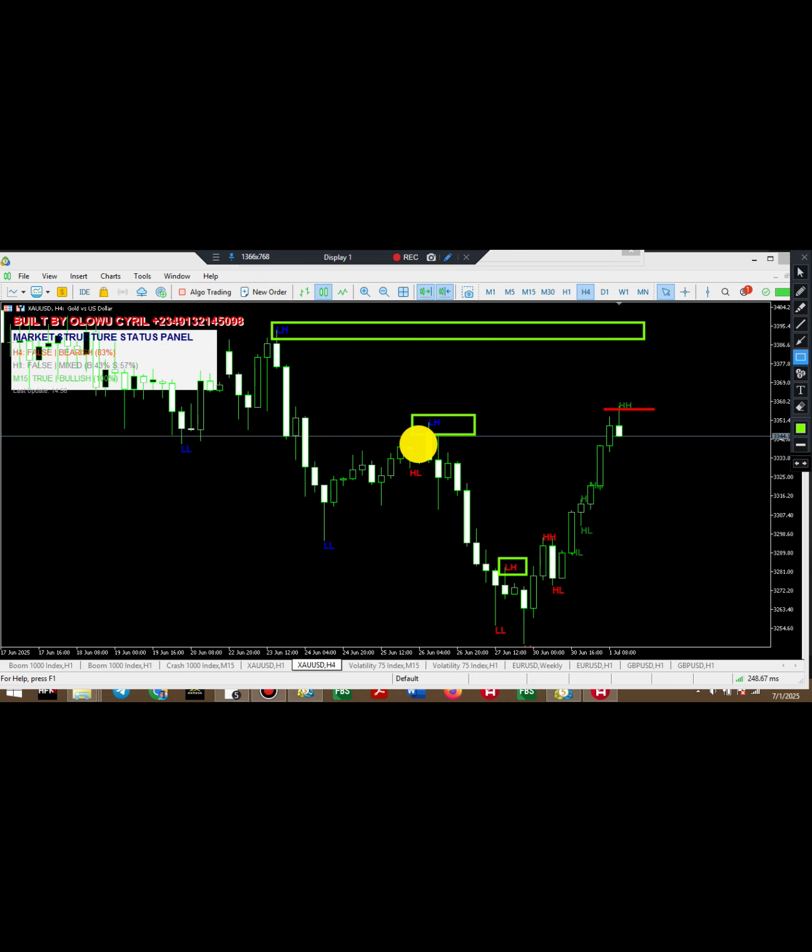For price to move from point A to B, something must have happened. Liquidity must have been taken out, right? Immediately liquidity is taken out, then we start seeing a reversal pattern. But not everyone can digest that information very fast.